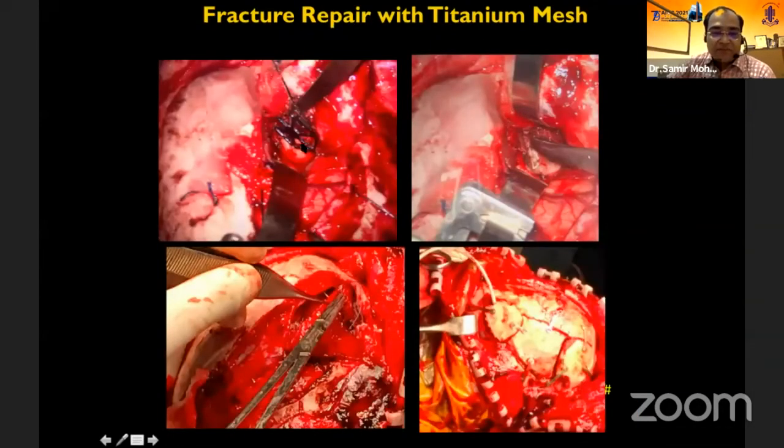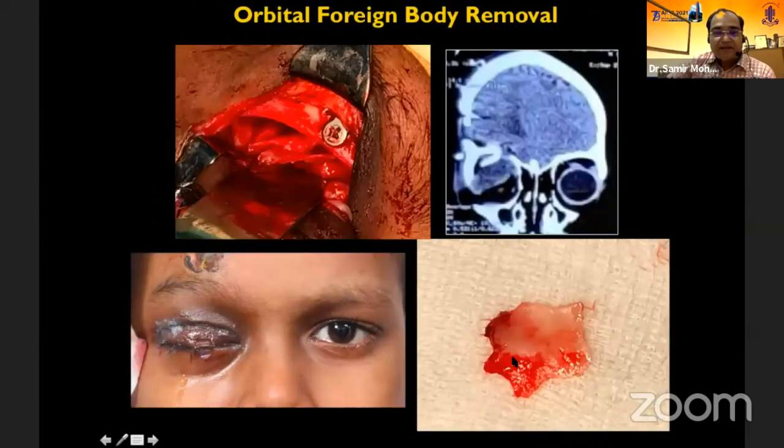Following which a titanium mesh implant was placed over the defect, and over that a multi-layer dural closure was done. And finally, the craniotomy wounds were closed. From the orbit side, I opened up the orbit, and as you can see, there was a large bone fragment corresponding to the scan here. When we removed the bone, this was the eye immediately after the surgery. At least, the photograph was taken 3 days after the surgery.